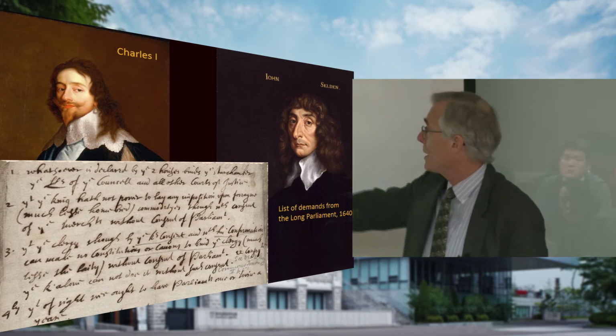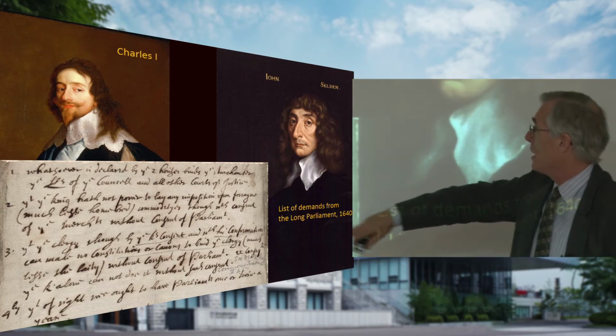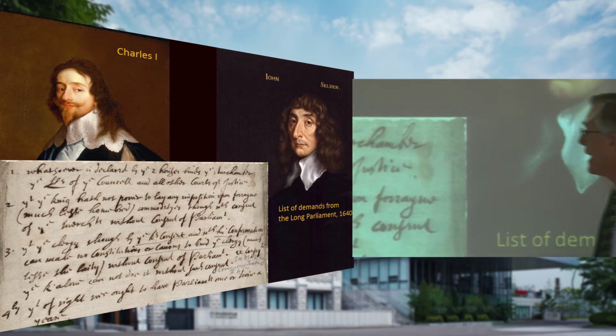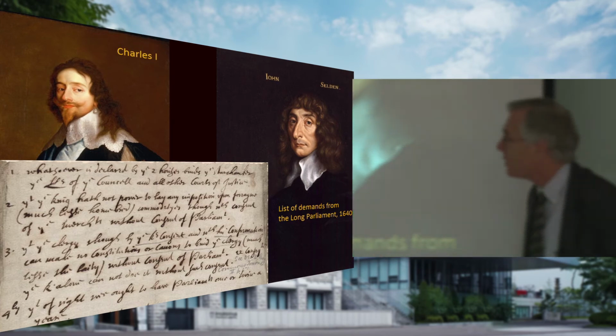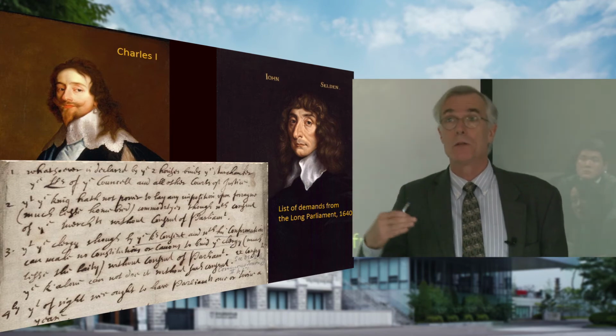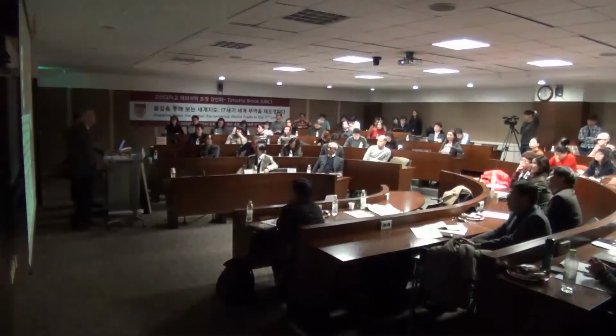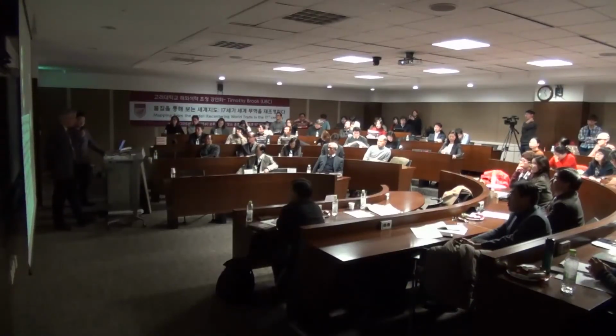And the most important sentence that I want to draw to you here is the one that says, "The king hath not power to lay any imposition upon foreign commodities without consent of Parliament," which is to say, the king has no right to tax foreign trade if Parliament has not given its permission.